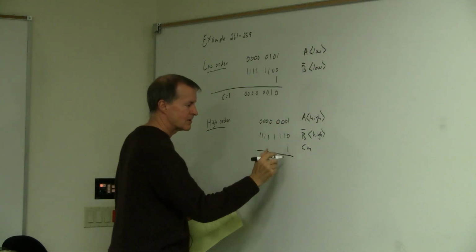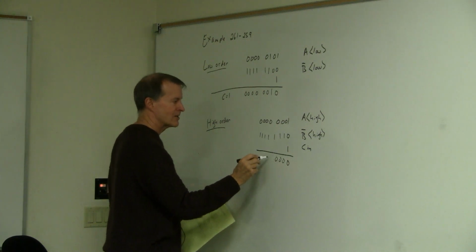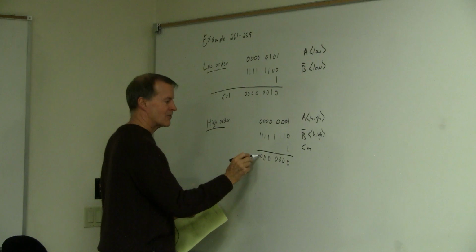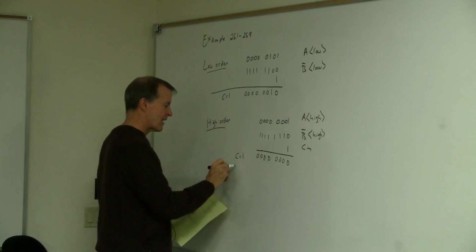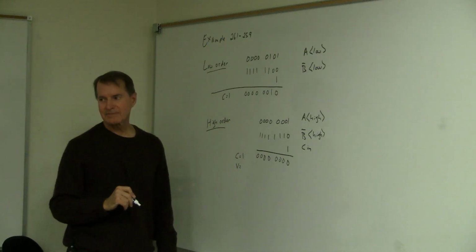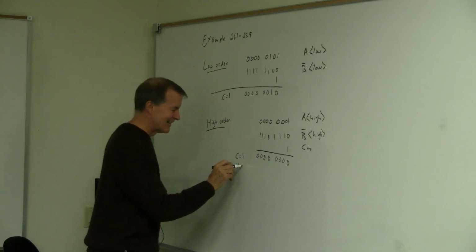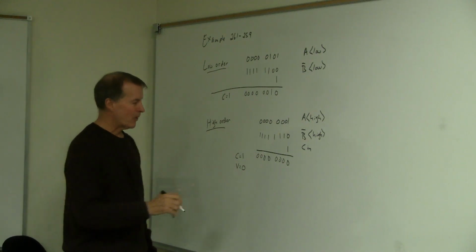1 plus 0 plus 1. 0 carry the 1. 0 carry the 1, and so on. And now what do we have? C equals 1. And what about V? V equals 0. Yeah? And what number is this?